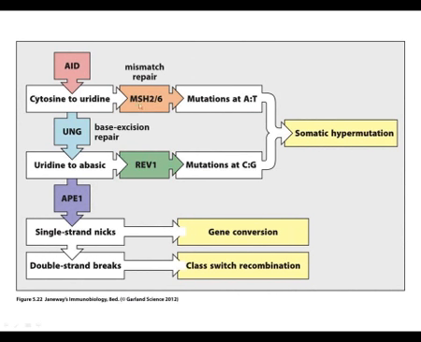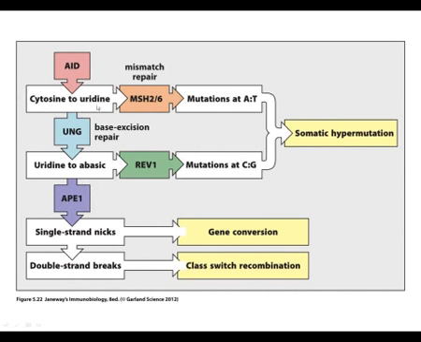Something called MSH2/MSH6 can come in, and once it detects these uridines, it repairs, and then it causes nearby mutations in AT pairs. And I don't know exactly how this happens, nor am I sure that it's that important.